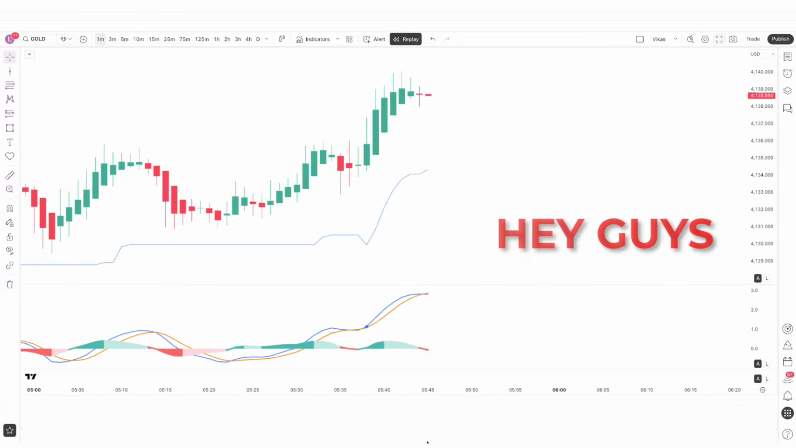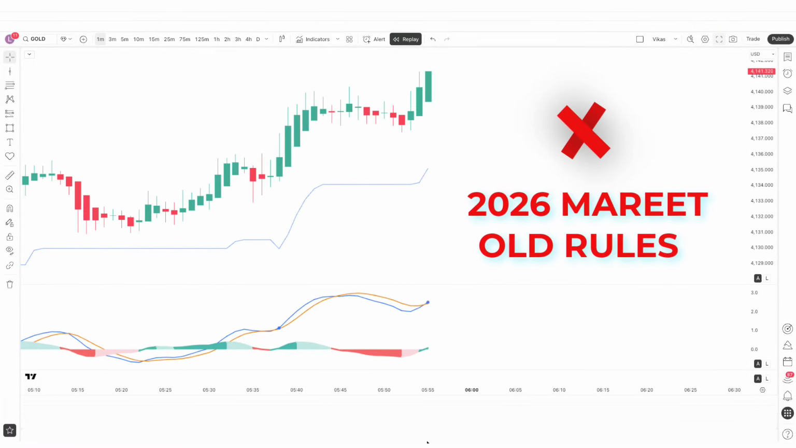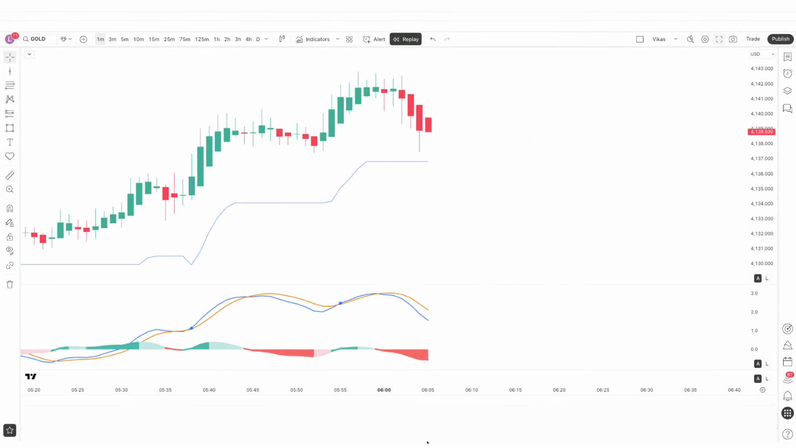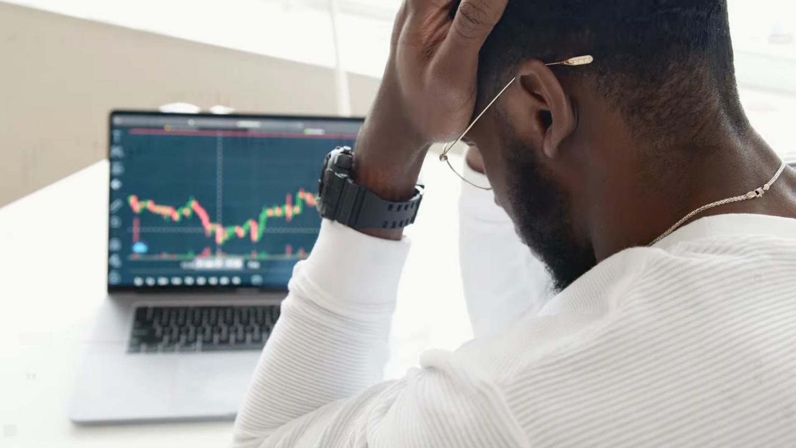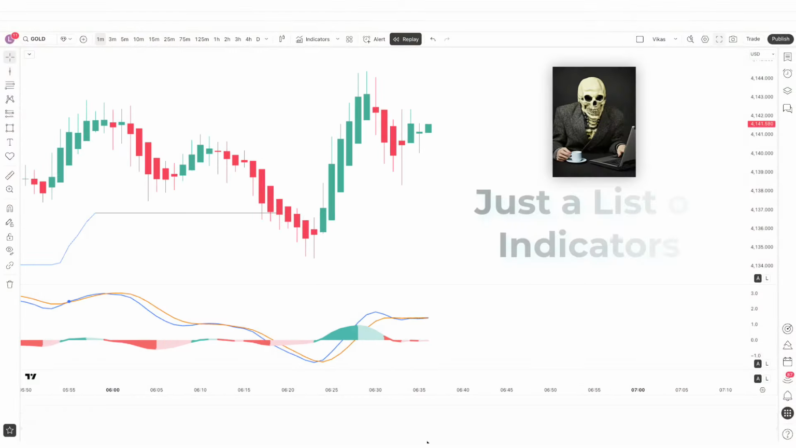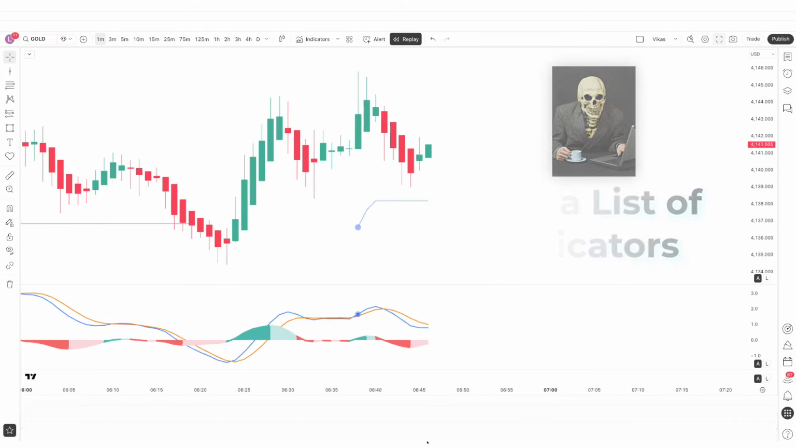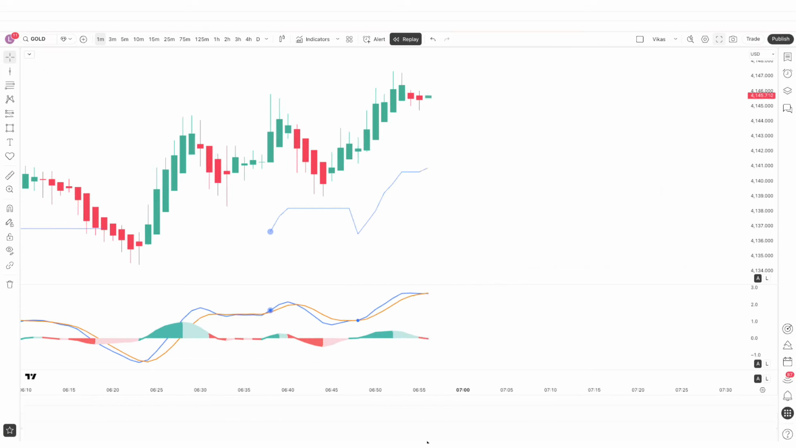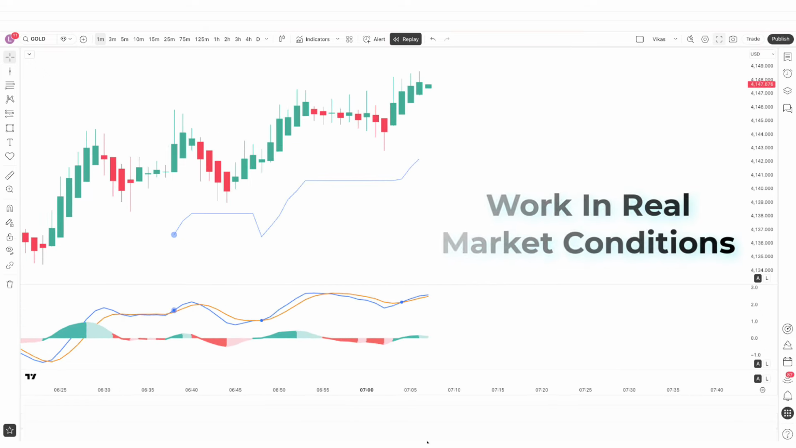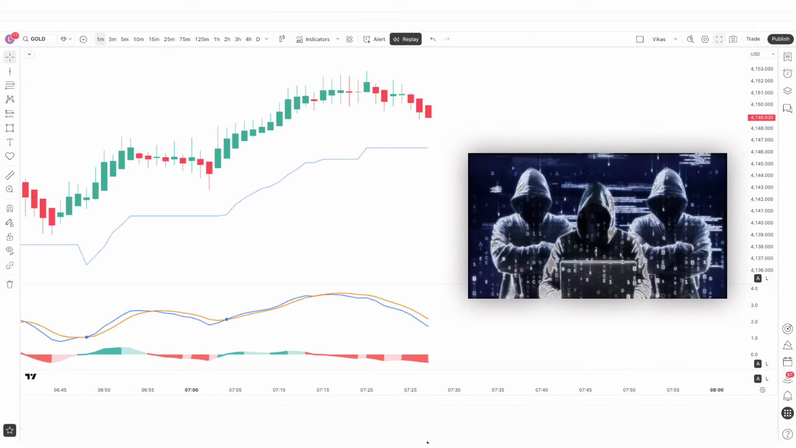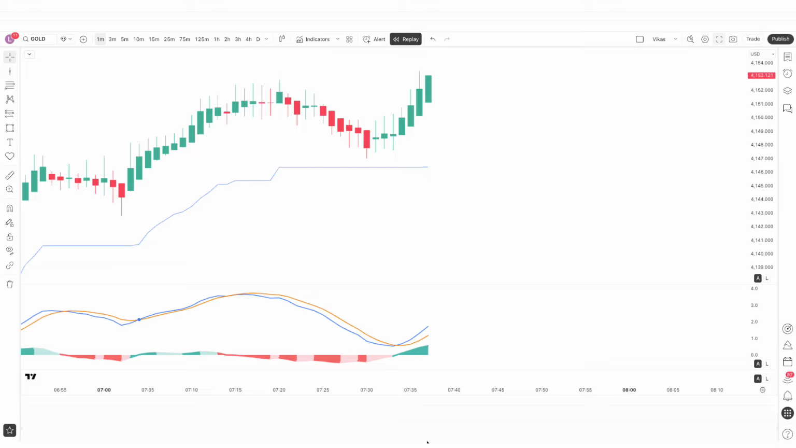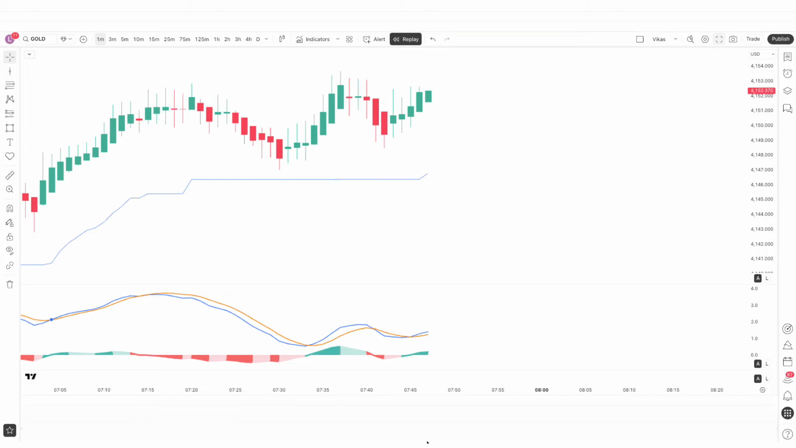Hey guys, the 2026 market isn't operating on the old rules. The indicators that used to work are now confusing even experienced traders. That's why today's video isn't just a list of indicators, it's a roadmap to custom settings that work in real market conditions. The best traders don't change indicators, they fine-tune them to the market. And this small difference is what separates profit from loss.